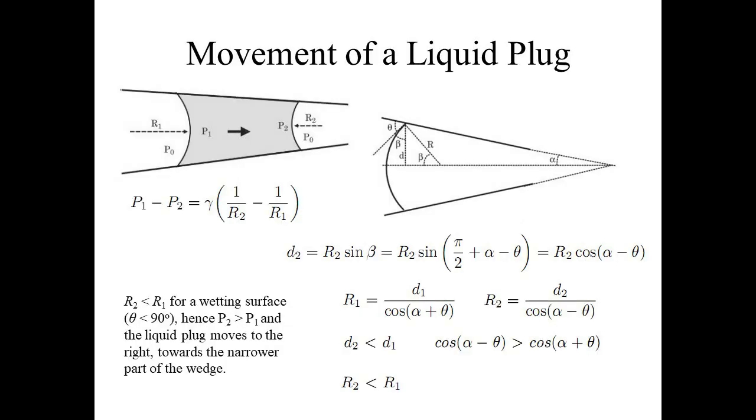For slide number 16, it shows the movement of a liquid plug. So if the radius R2 is less than R1, for a wetting surface, theta is less than 90 degrees. Hence the pressure P2, if you look at the diagram, is more than P1, so the liquid plug will move to the right, towards the narrow part of the wedge.